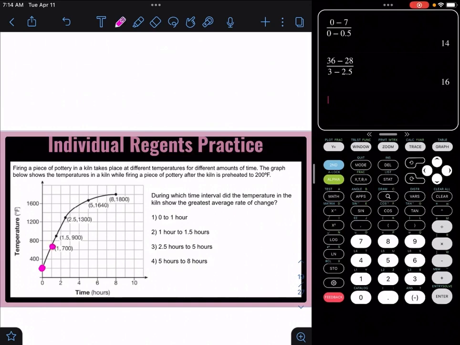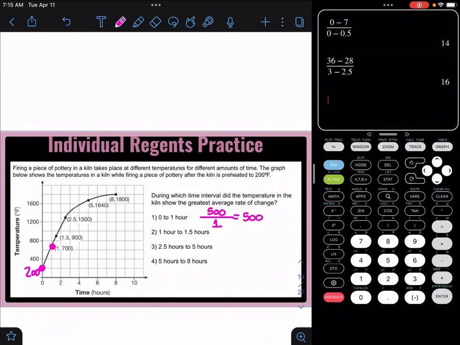All right, from 0 to 1. Well, the time only changed by 1 hour, but we started at 200 and we ended at 700, which means our temperature changed 500 degrees, so that would be a rate of change of 500. Let's look at this next one.